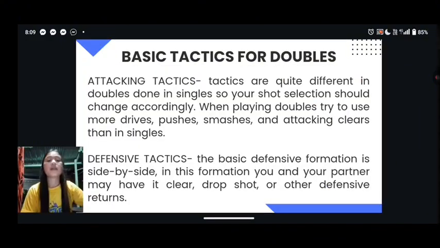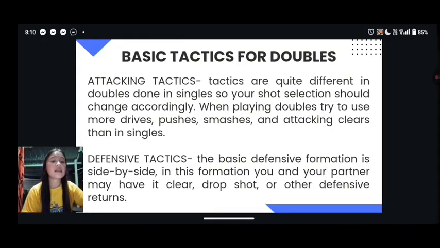Then, attacking tactics. Tactics are quite different in doubles than in singles, so your shot selection should change accordingly. When playing doubles, try to use more drives, pushes, smashes, and attacking clears than in singles. So if you use attacking tactics, you should use the drives, pushes, smashes, and attacking clears more than in singles.